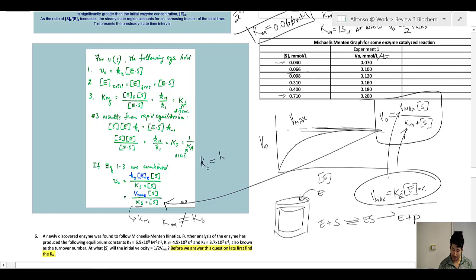So Ks is equal to K sub minus 1 over K1. So it's just like the Km equation, because the Km equation is K sub minus 1 plus K2 over K1. The only thing it's missing is the K2 value. So that's the only thing it's missing.